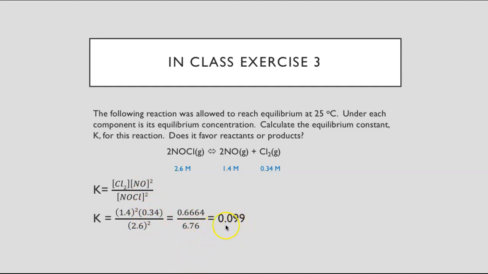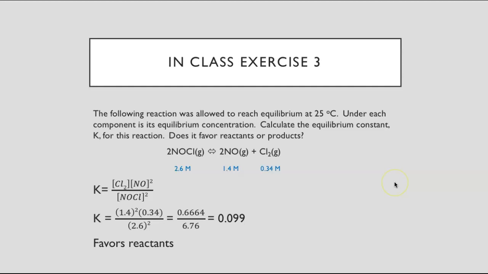So when you do the math, you get a value of 0.099. Now 0.099 is a small number. It's definitely less than 1. So we would say in this reaction that it favors the reactants, because again, it's products over reactants. So at equilibrium, the amount of reactants, this number on the bottom, was bigger than the number on the top. So once this reaction reaches equilibrium, you're going to have more NaCl than you will NO or Cl2.